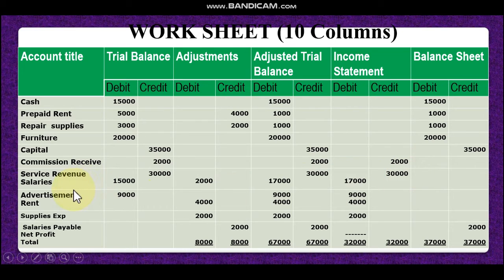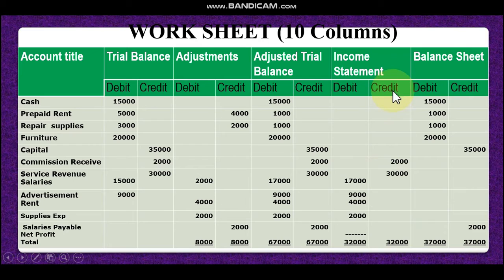Then salaries, you know that this is our expense, so it is on the debit side of the income statement. Advertisement is another expense, so this will be on the debit side. Then rent is also an expense, on the debit side of the income statement. Then supplies expenses, it is an expense, so it is on the debit side of the income statement. Then salaries payable, this is our liability, on the credit side of the balance sheet.